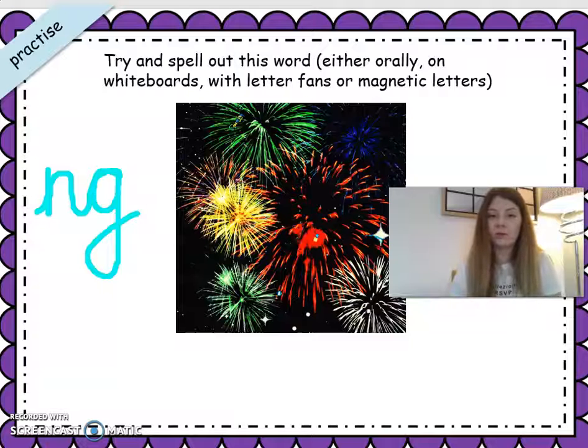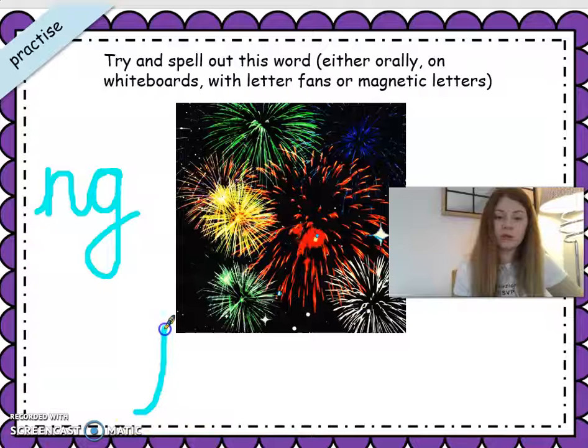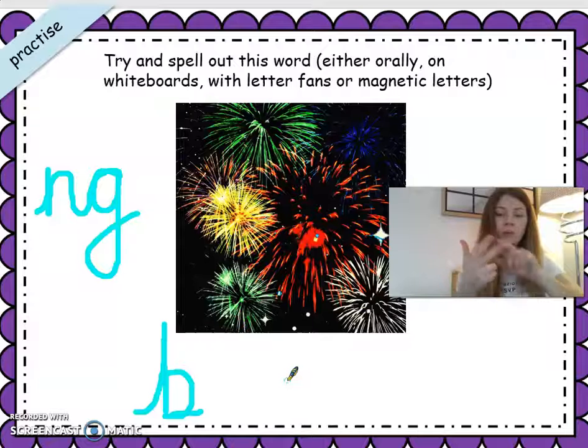Let's sound out the word bang. Ready? B-A-N-G. Bang. Okay, the first sound is B. So I'm going to do my entry stroke up to the top, down in a straight line, back up and around. B. And what's the next sound? B-A-N-G. We've done the B already, so it must be A. Well done.